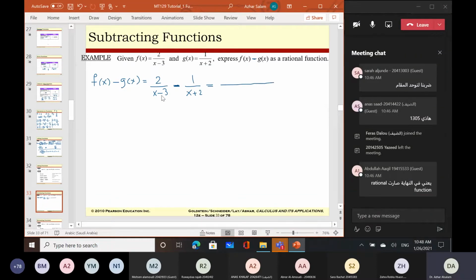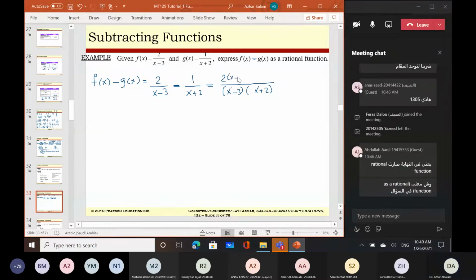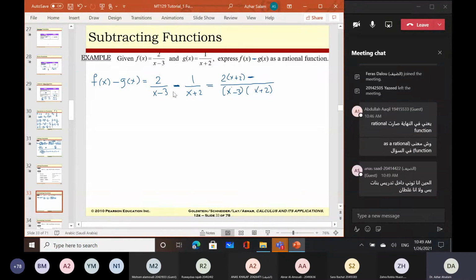Okay, first I will have to unify the denominator. So x minus 3 multiplied by x plus 2, and here 2 multiplied by x plus 2. Okay, minus, this is the difference, as a rational function. The meaning of the question is to express the result of the subtraction as a rational function, in other words perform the subtraction. Write the result as one rational function, not a sum of two functions like this.